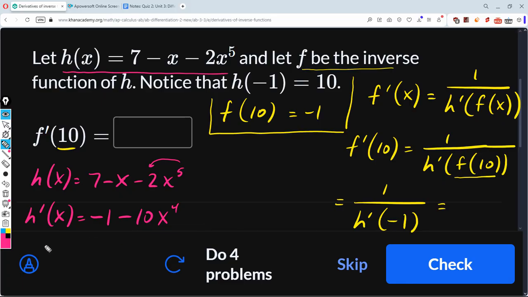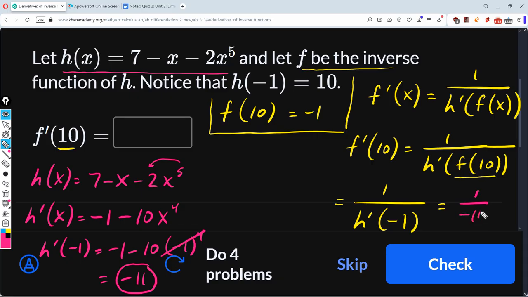Okay, and now sub in negative 1 for h prime of negative 1. That's going to be negative 1 minus 10 times negative 1 to the fourth. All right, negative 1 to the fourth is just positive 1 times negative 10. That's still negative 10, and negative 1 minus 10 is going to be negative 11. All right, so this right here is negative 11. So that's 1 over negative 11.